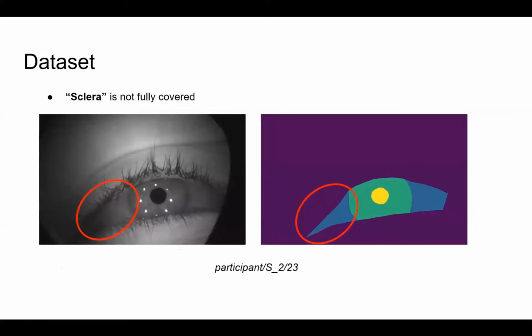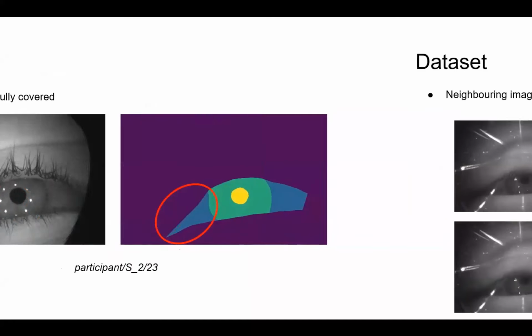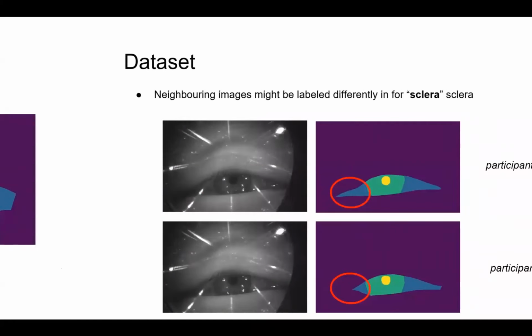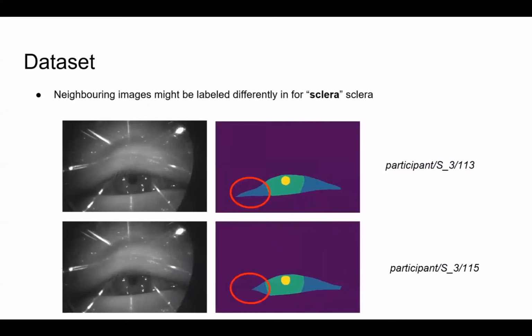Since the dataset is hand-annotated, there are always little mistakes, especially in segmentation tasks. Mostly, we faced this issue for the sclera class. For instance, this frame is missing some sclera class, which was mislabeled as background. One more example is that if we compare 2 neighboring frames, they are labeled differently. Taking these points into account, we conclude that mislabeling is one of the reasons why sclera was the most difficult class to obtain.